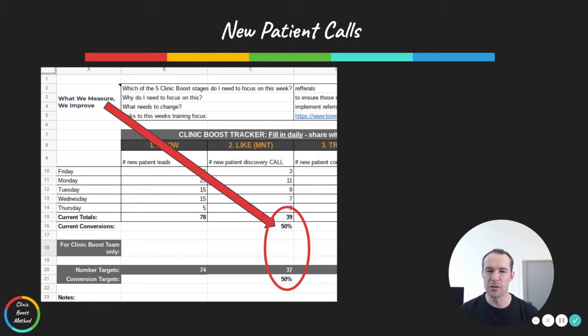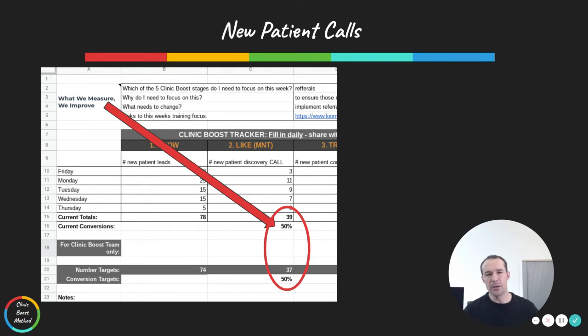Then we can move on to calls, and the great thing is as you move through these stages, you can look at something we call conversion points. And you see here that the conversion point between messages to calls is 50%, and the target at the bottom is 50%. And there have been more calls than what was actually predicted for that week, which is great. It means the clinic is doing great things moving forward.